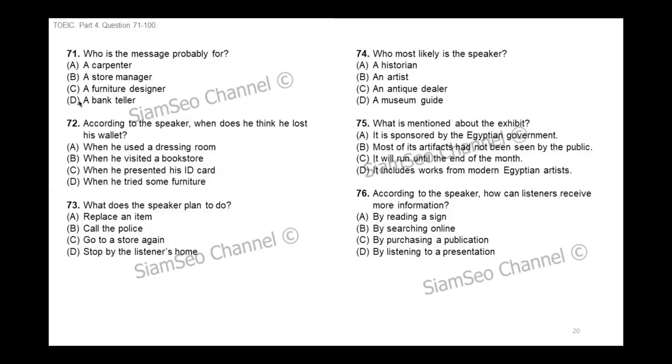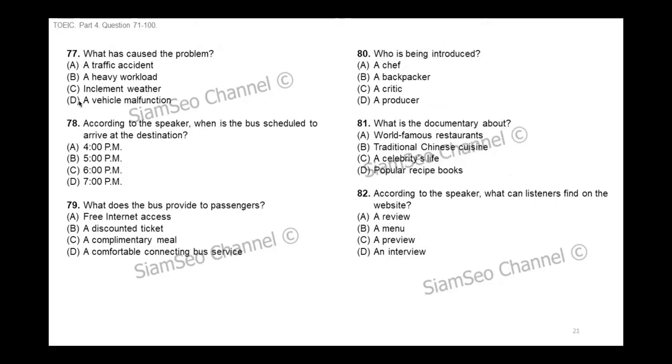Number 74. Who most likely is the speaker? Number 75. What is mentioned about the exhibit? Number 76. According to the speaker, how can listeners receive more information? Questions 77 through 79 refer to the following announcement.